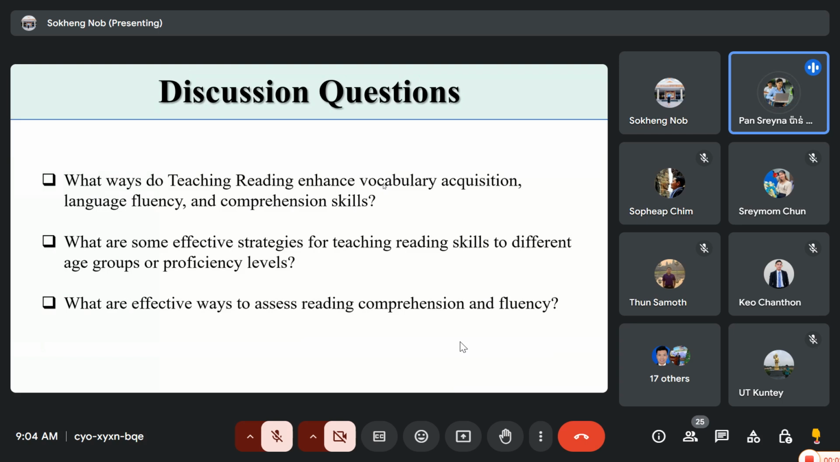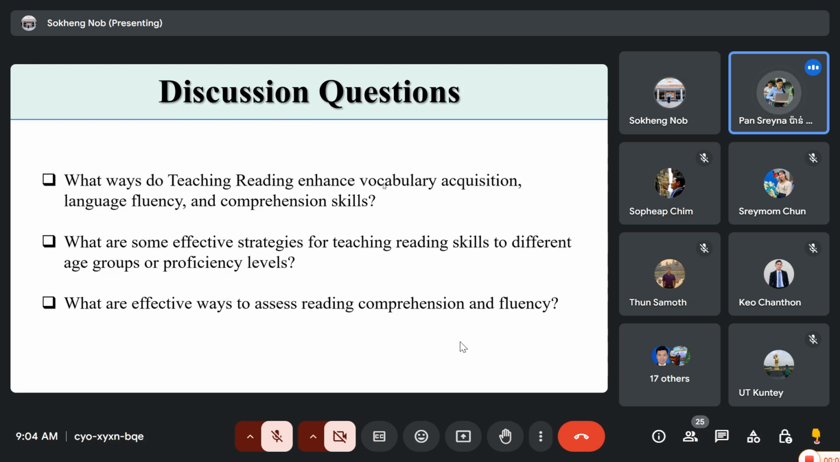Because of our time, we just want to come up with something short, so I am going to skip the discussion questions. But I think they are very important if we have time, because the first point is to clarify how to apply the reading skill in the class and how to enhance vocabulary, language fluency and comprehension skill with the students. Number two is the effective strategy for teaching the skill, and the last is the assessment tools or effective ways to assess reading comprehension skills. But I don't think we have time, so I am going to skip this part, sorry.